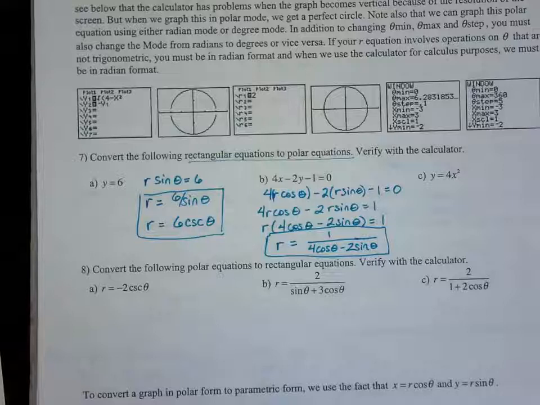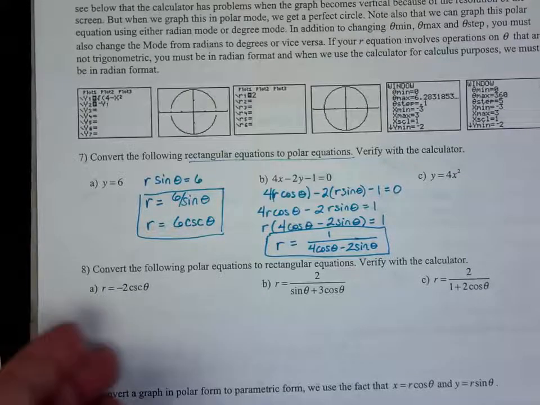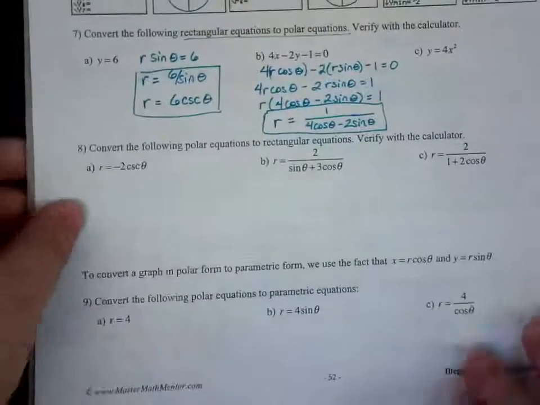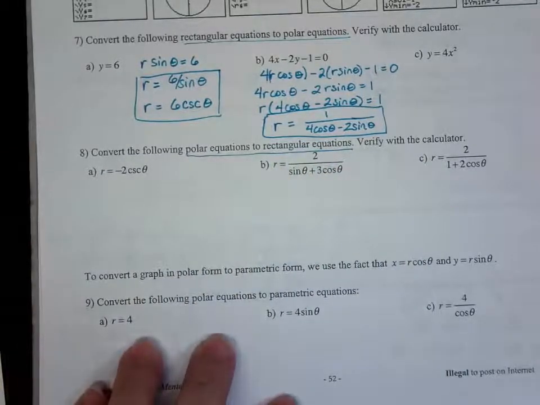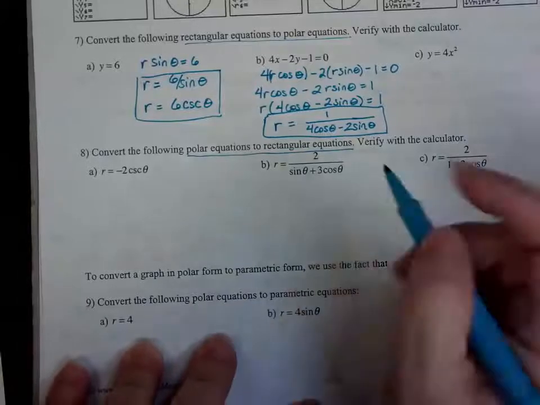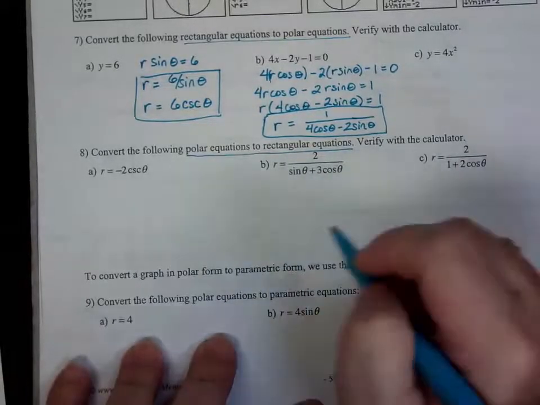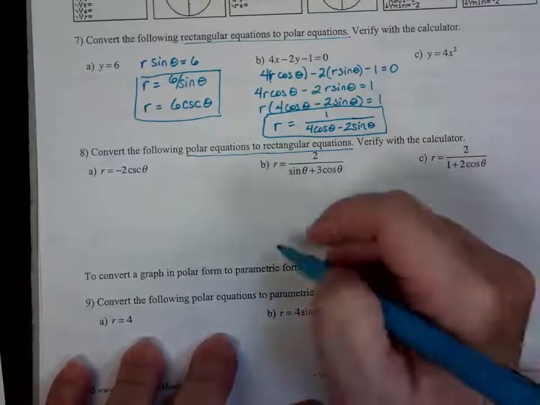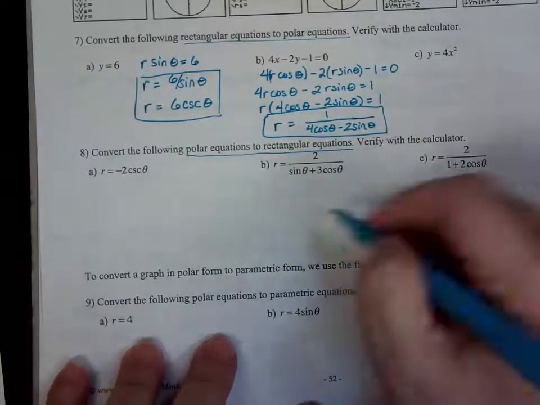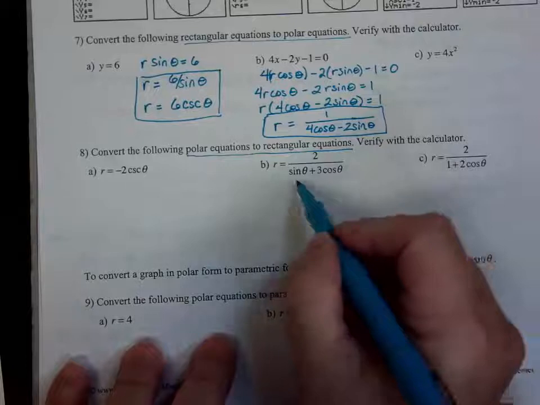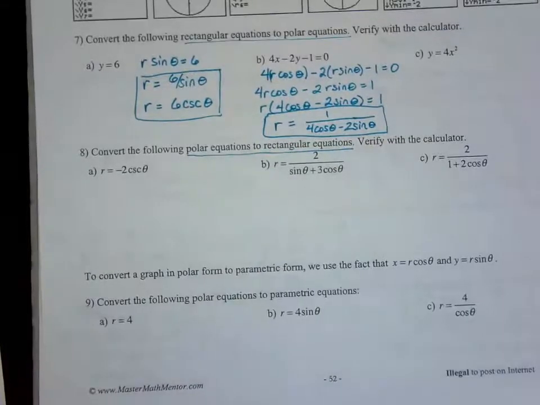Jump down to number 8. Convert the following polar equations to rectangular equations. Now we're going to go backwards. This is a little trickier. In order to make x's and y's, we have to have our cosine theta and our sine thetas somewhere in our problem. Now, I see sines and cosines right there, but I don't see r's attached to them.